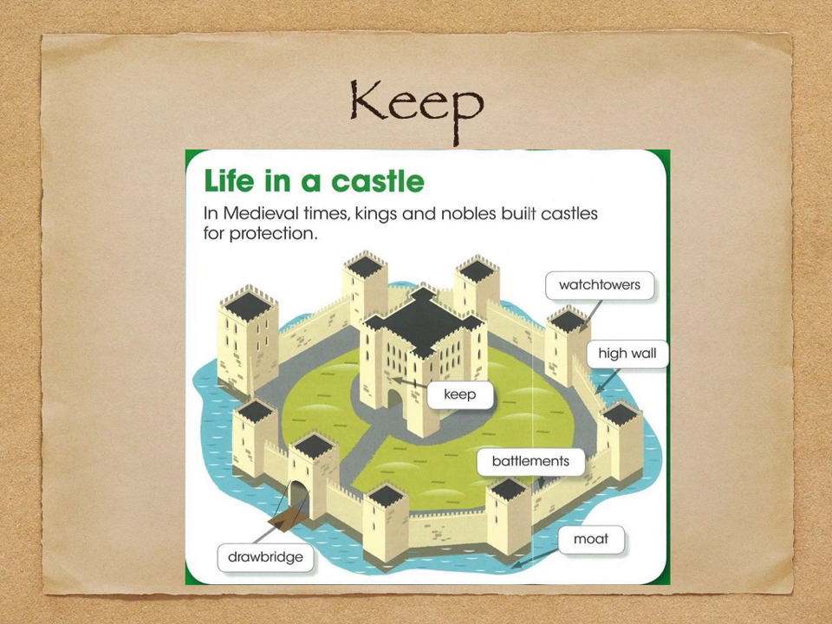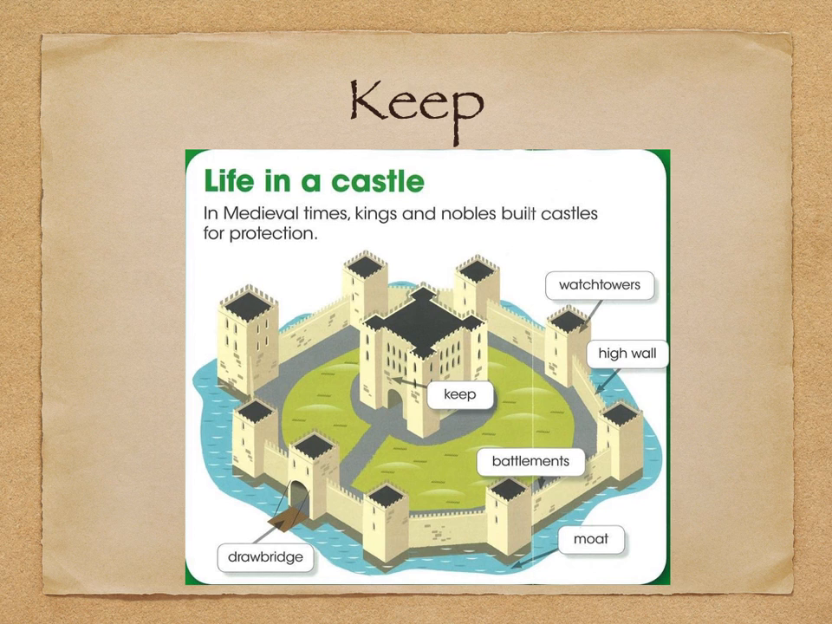So this is a very basic diagram of a castle. And in the middle we have the keep. So that is the name of the castle where we just saw where all those rooms were. That's the main living quarters of the lord or lady. And all the rooms we looked at would have been contained within the keep.